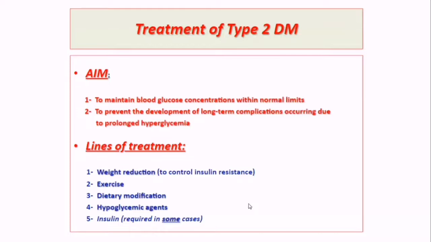So there are multiple ways to treat type 2 diabetes: to reduce the insulin resistance by reduction of the weight, and to increase the exercise to control the weight, and dietary modification to decrease the calorie intake, and hypoglycemic agents to induce the production of the insulin, and also in the last stage, injection of the insulin.